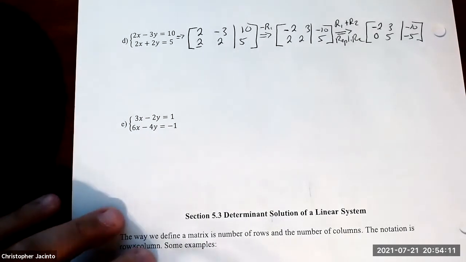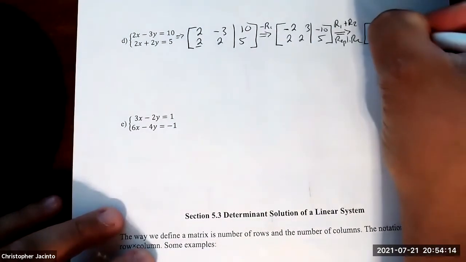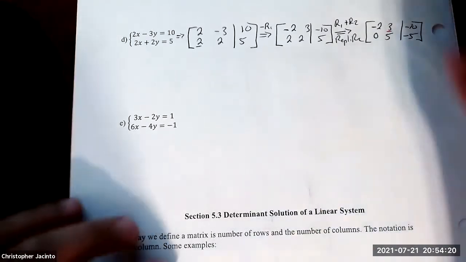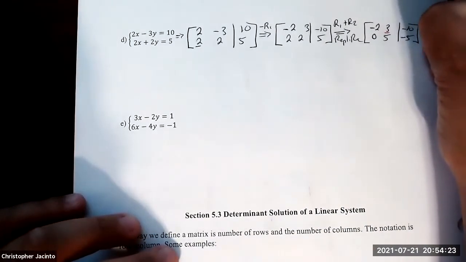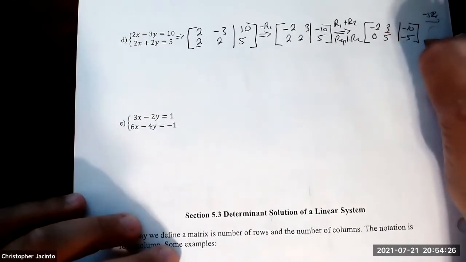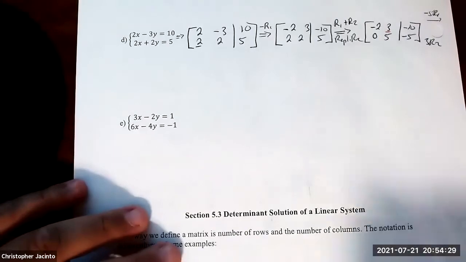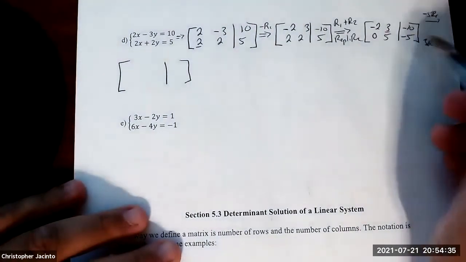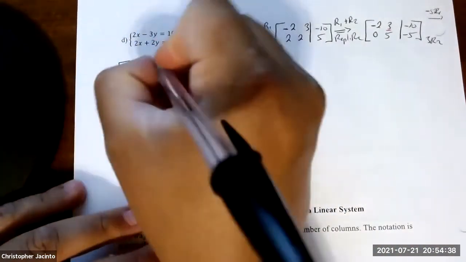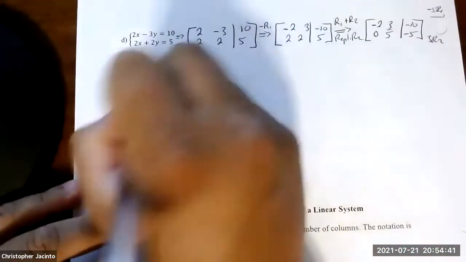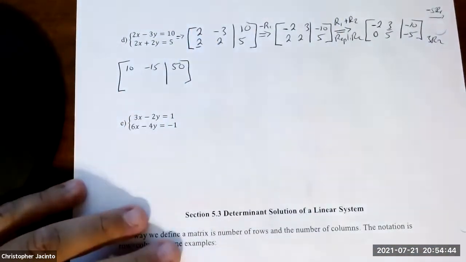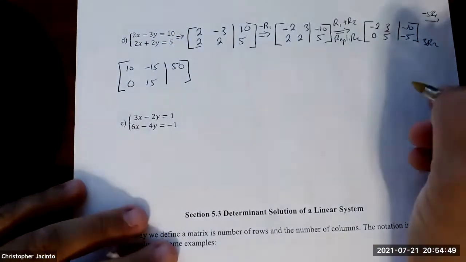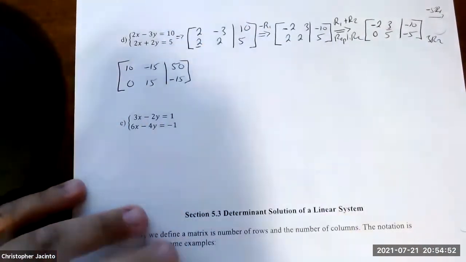And now we're just back to square one, right? Now we make this a 0. So I'll multiply by -5 to row 1 and 3 to row 2. So multiply this by -5 gives me +10, -15, and +50. Multiplying this by +3 gives me 0, 15, and -15.